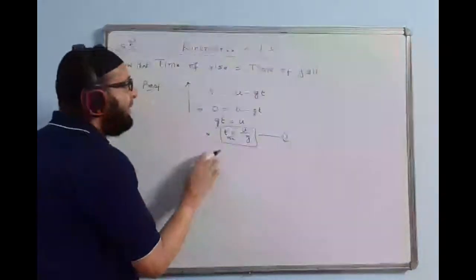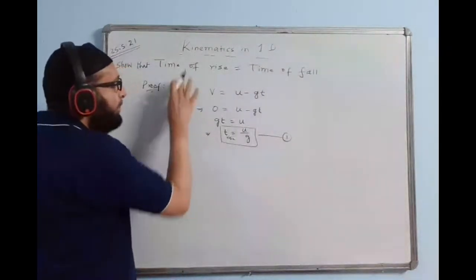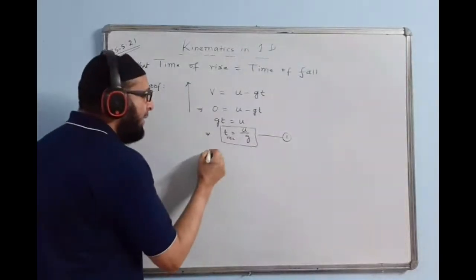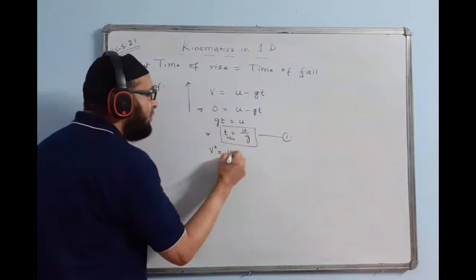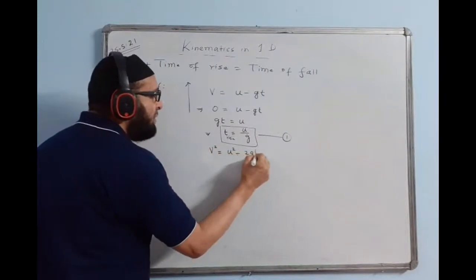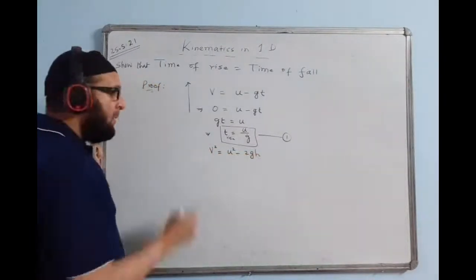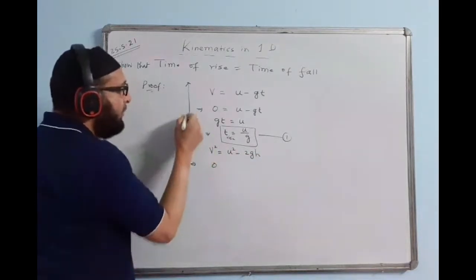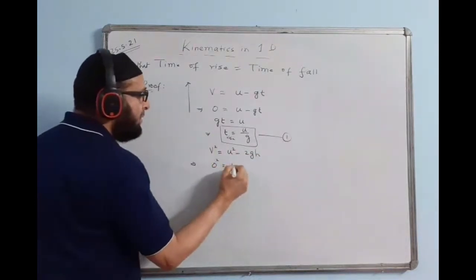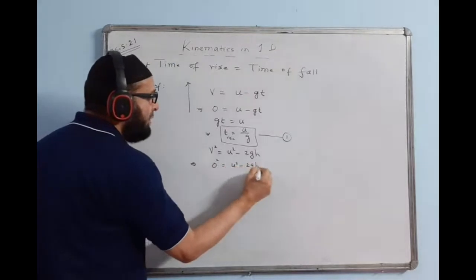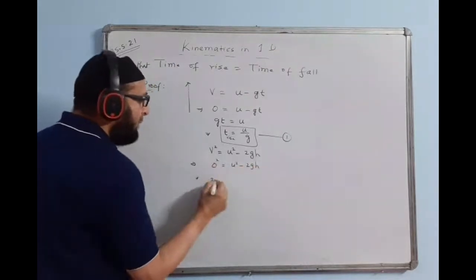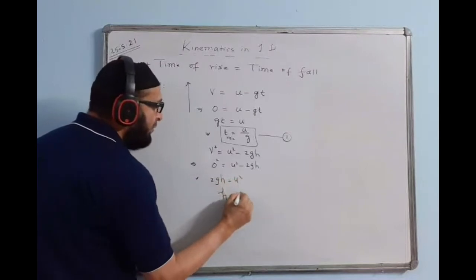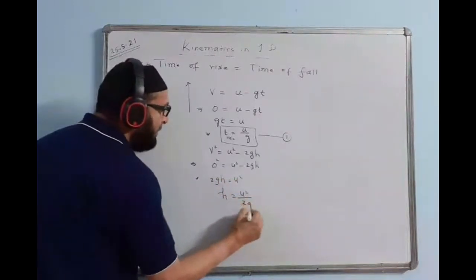Now I'll be finding the height up to which the body is rising. Let us find. I'll use another formula here: v squared is equal to u squared minus 2gh. The v value is 0, as we know the body is reaching the maximum height. This is vertical motion only that I'm taking. So 0 is u squared minus 2gh. 2gh will come to this side, equal to u squared. Therefore, the h value will come u squared by 2g.